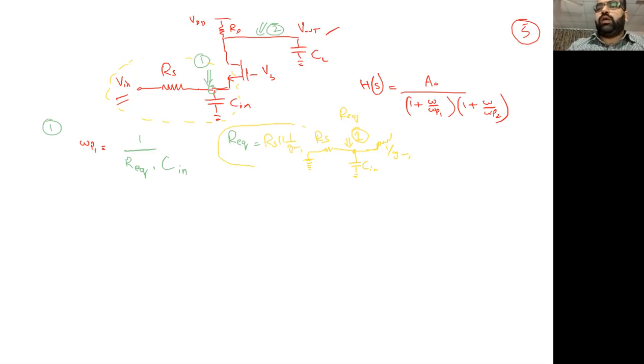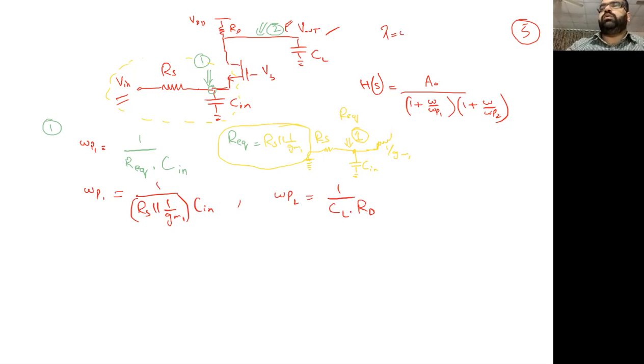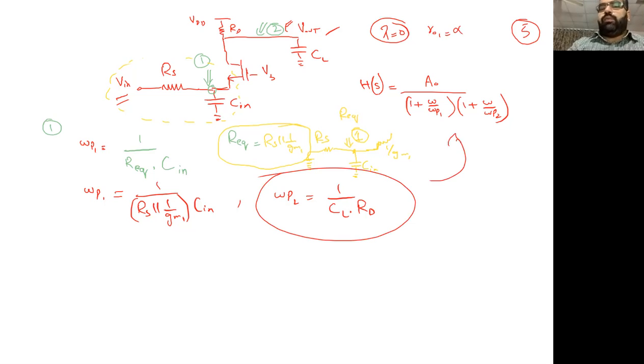Make sure you got this message clarified. So omega P1 will be equal to 1 over RS in parallel with 1 over GM1 times Cin. And omega P2, that is straightforward, something similar to what we have seen. This is node 2, and node 2 is CL times RD. So 1 over CL times RD. Again, we are assuming lambda is equal to 0. This means RO1 is going to be infinite. So now we can plug into this formula, but we can also find A naught.